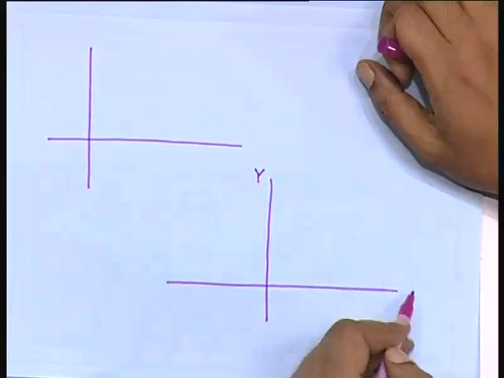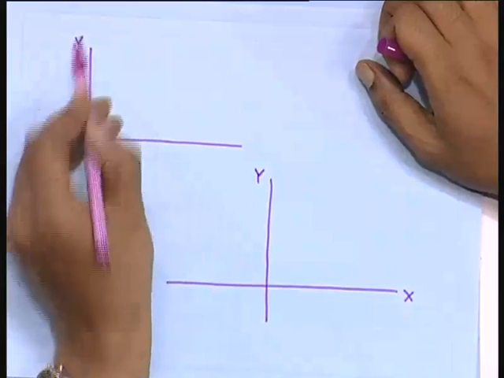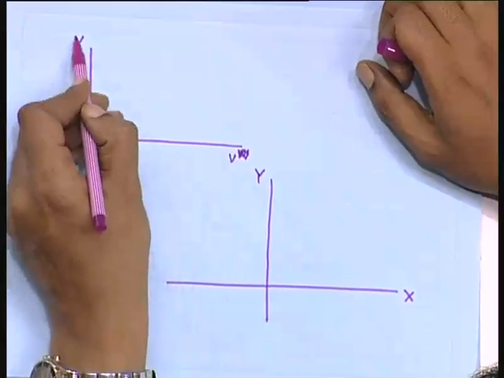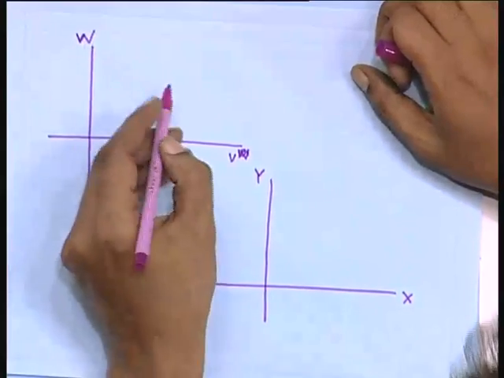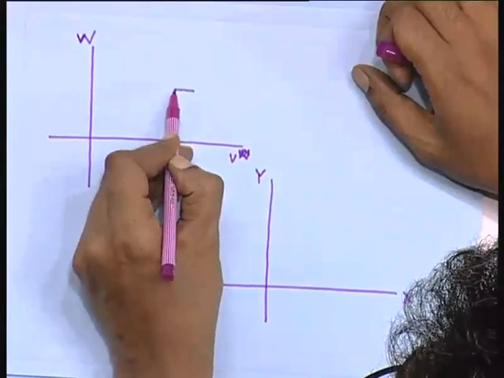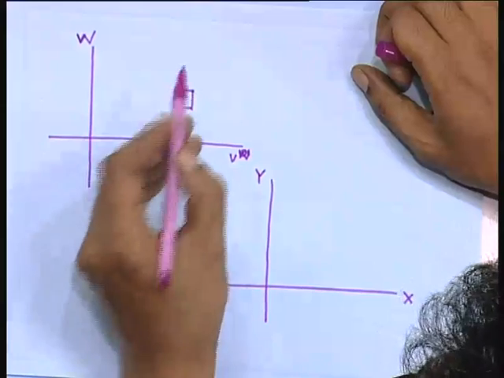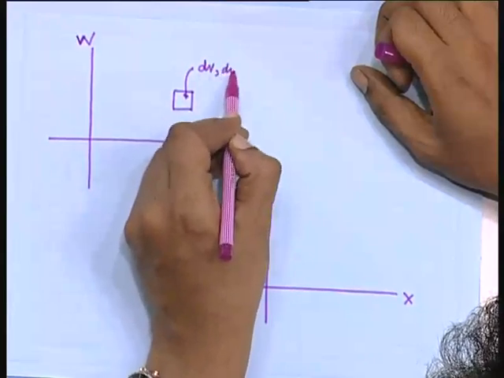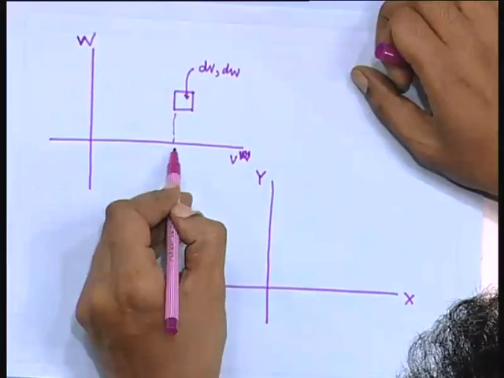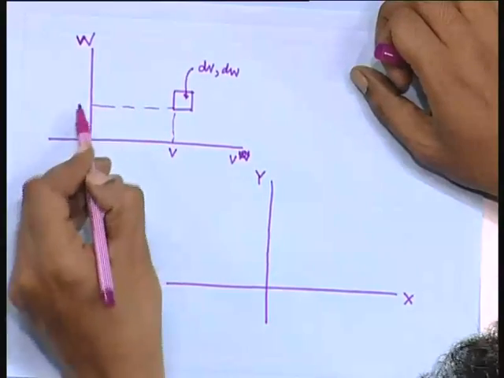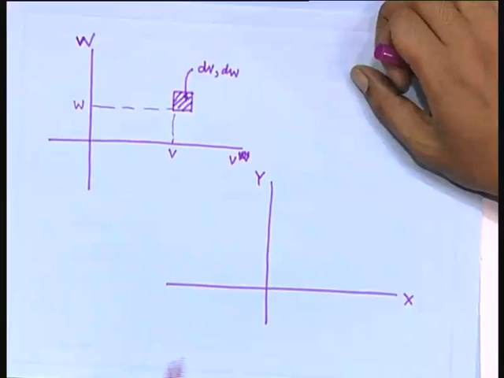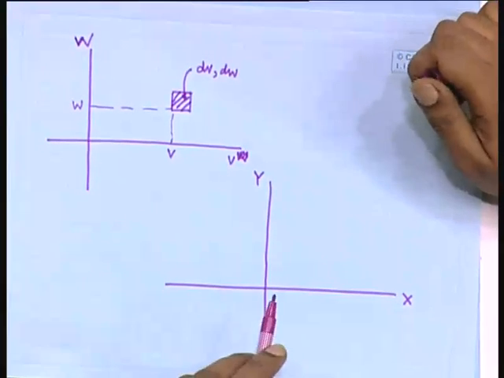This is y, this is x, this is v, this is w, or maybe this is v, this is w. So, what are you considering? You are considering an elementary volume which is dV dW, and this is V and this is W. So, you are considering the probability, you are basically integrating the function over this.